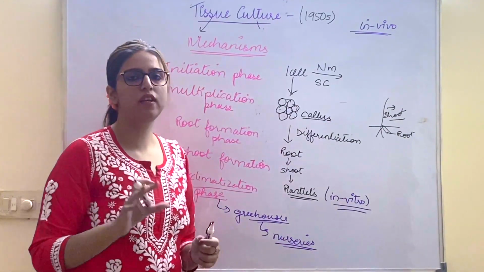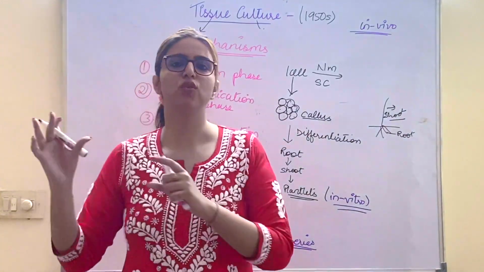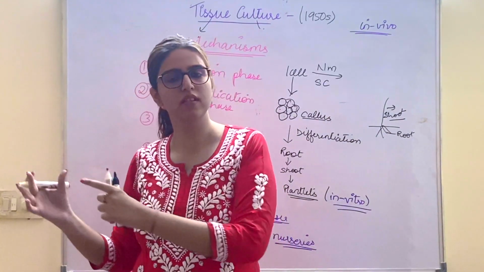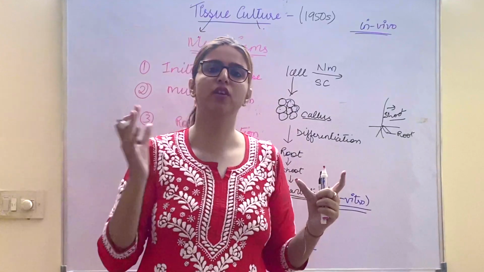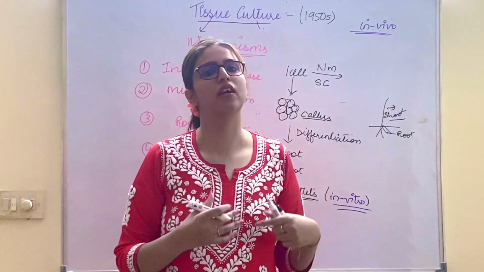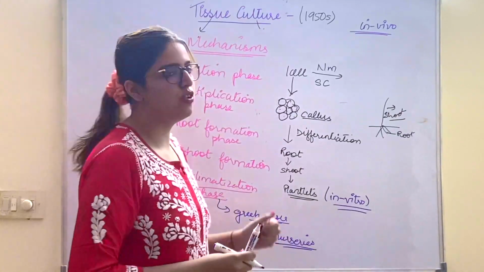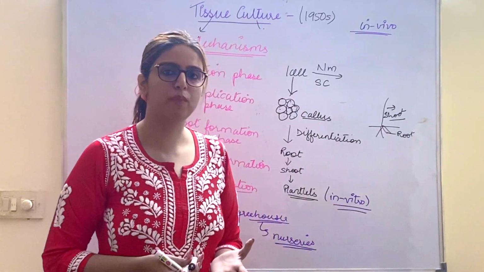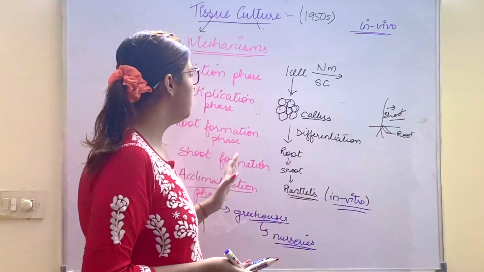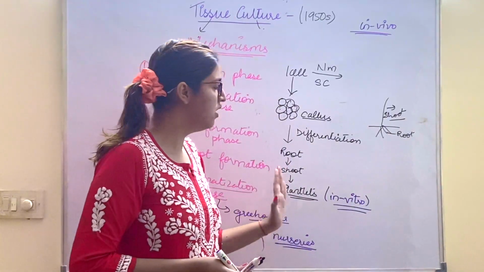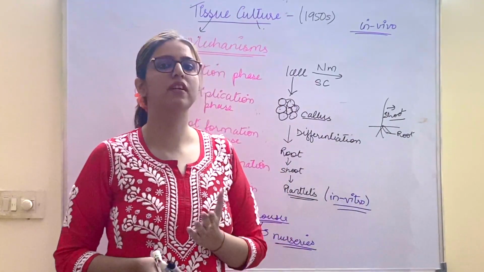So in short, let's recap what we did. I took one cell from an old plant. I wanted to get a new plant. I gave it appropriate conditions and I got a new plant by a technique known as tissue culture, also known as micropropagation. Okay, the new plants that will be formed here will be called somaclones because they are identical to the old plant.